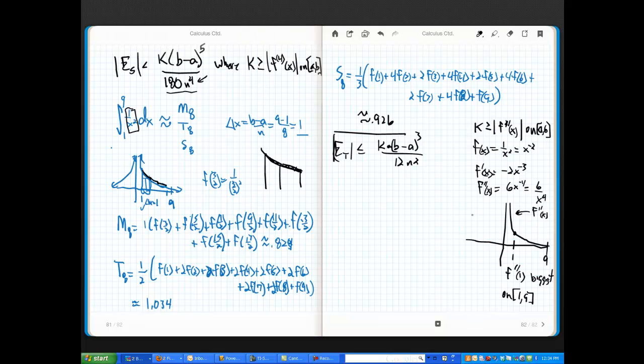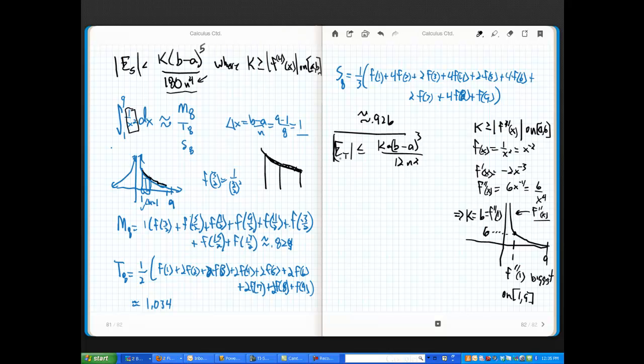True? So I'm just going to let k, this implies that k is going to equal 6, which happens also to equal f double prime at 1. Again, I grabbed 6 because 6 is the biggest value that f double prime of x reaches. It happens to reach that at the left endpoint. So now it's a no-brainer. All I got to do is plug and chug.